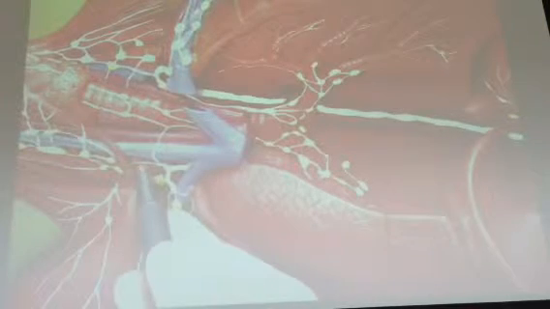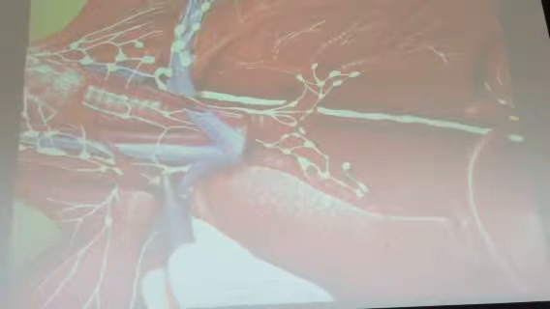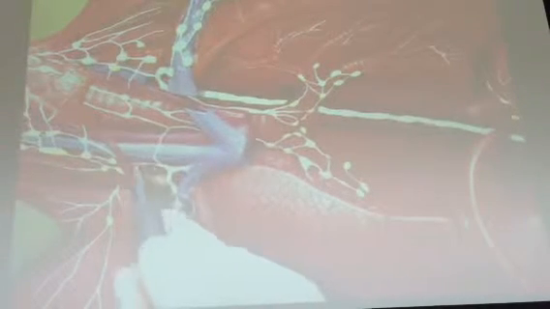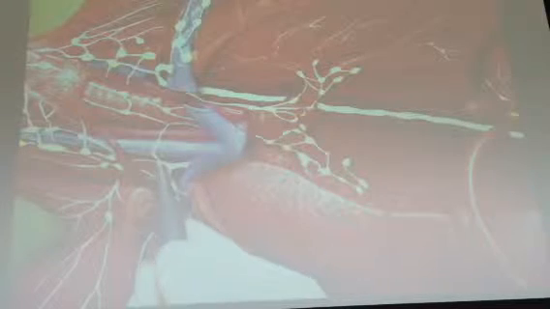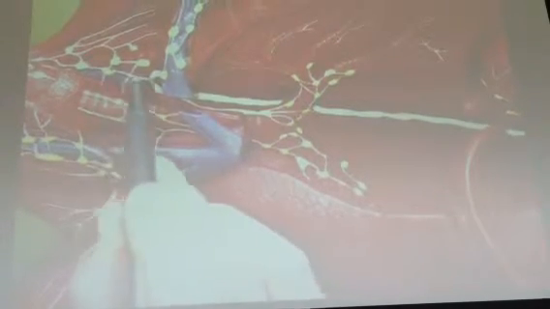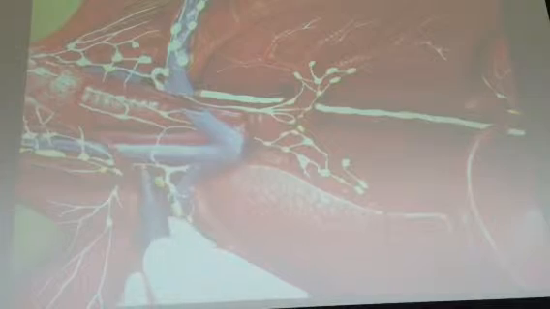These structures here that empty into the main lymphatic ducts, this would represent the jugular trunk. So that's the right jugular trunk. It's going up following the course of the internal jugular vein. Over here on this side, this is the left jugular trunk. Okay, so left jugular trunk, right jugular trunk.